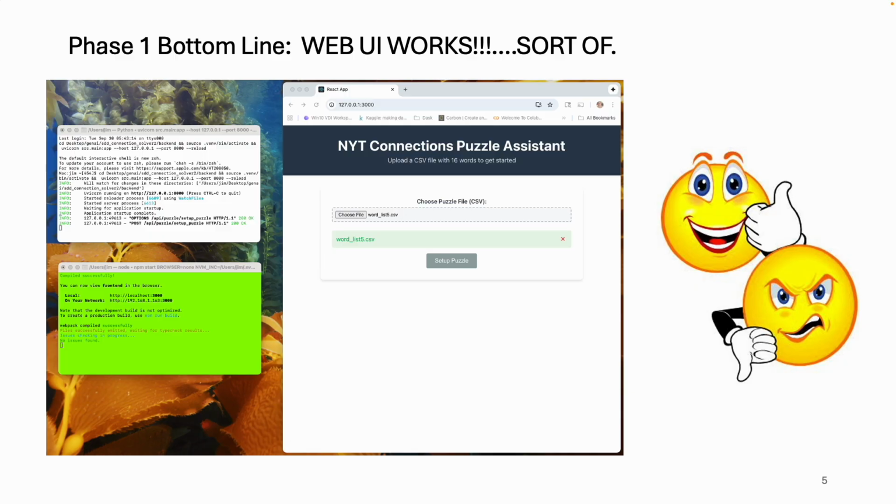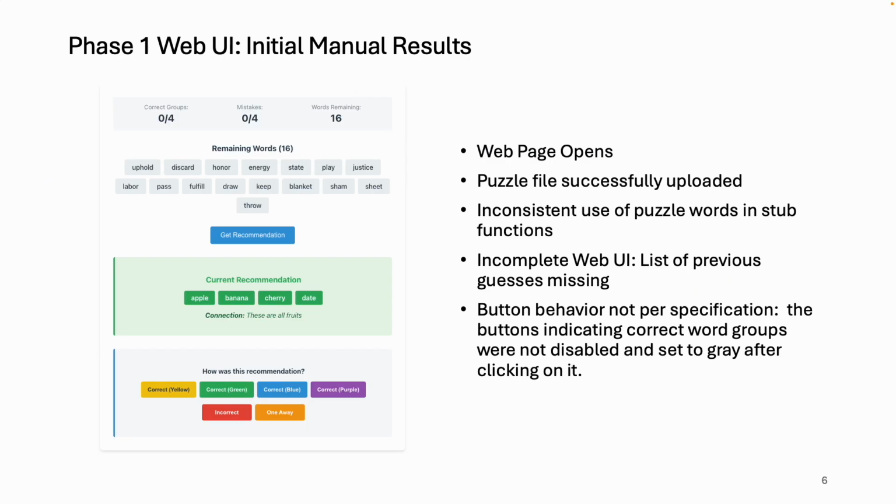There were some glitches, which I've come to expect for any agent-generated code. In the next few slides, I'll explain what were the issues and how I prompted the agent in guiding it to fix its errors, somewhat akin to guiding a junior developer. Here we see the initial manual testing results from Phase 1 of the web UI. The good news is that the web page opens and a puzzle file was successfully uploaded and the recommendation system was generating outputs. However, there were several issues.